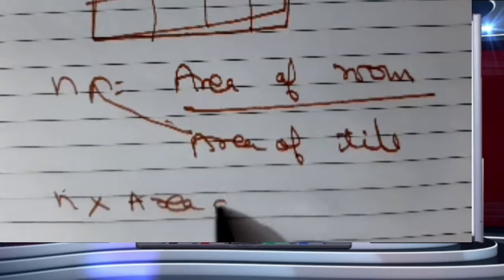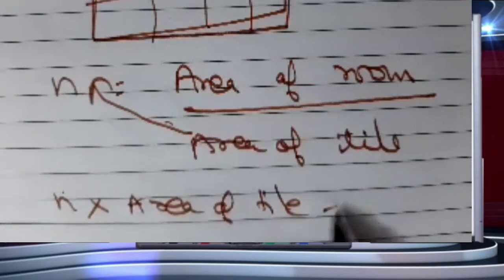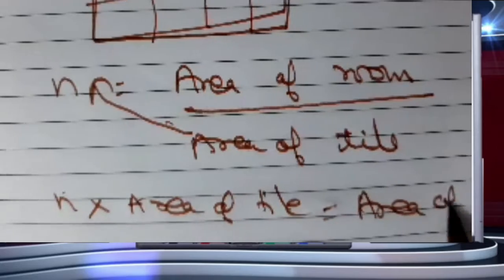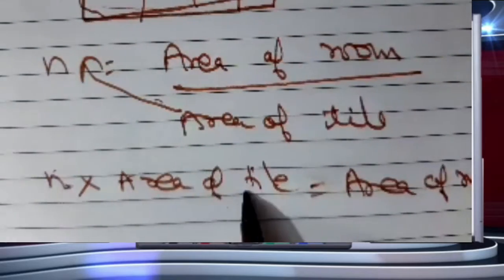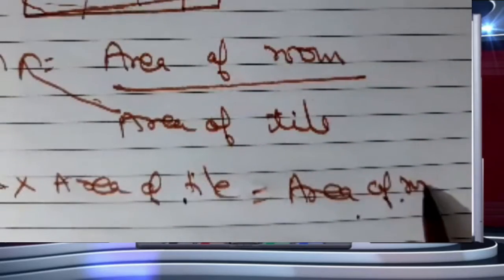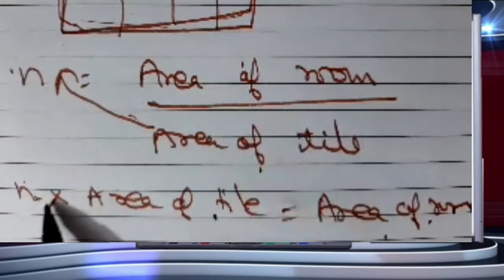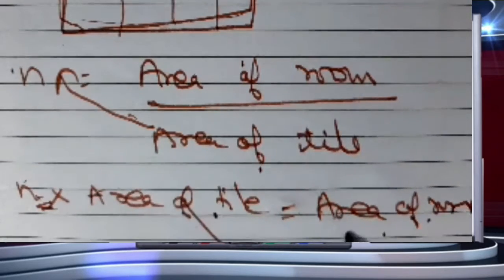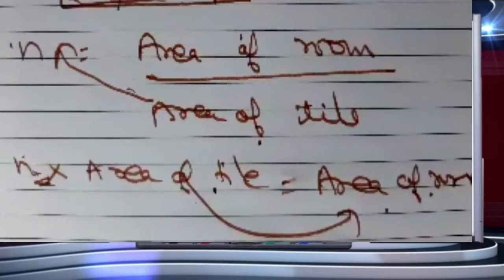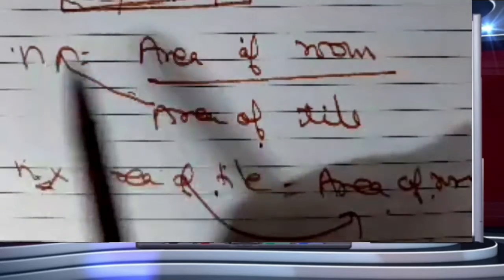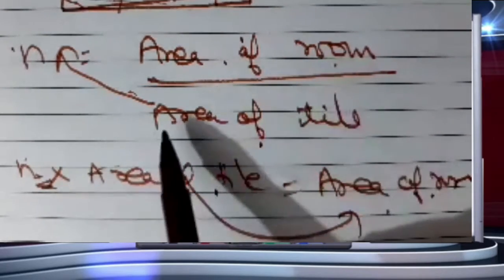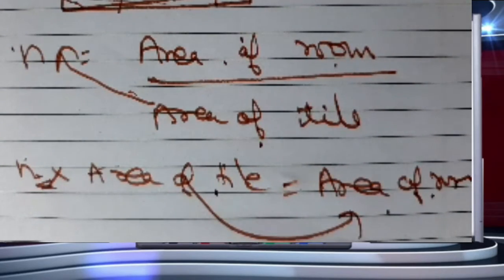n into area of tile is equal to area of room. See, these are the tiles. So area of all the tiles will be equal to area of this room. So n into area of one tile is equal to area of room. That is, n is equal to area of room upon area of tile. Keep this n this side and shift this tile this side, area this side. So you will get number of tiles is equal to area of room divided by area of tile.